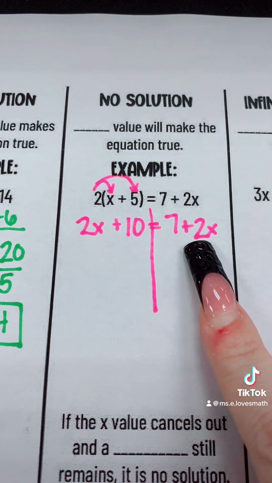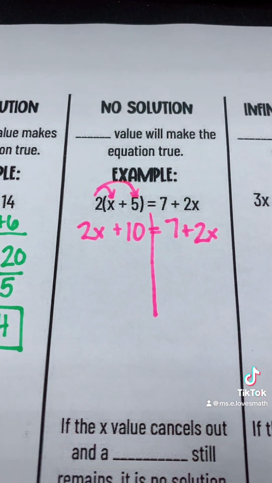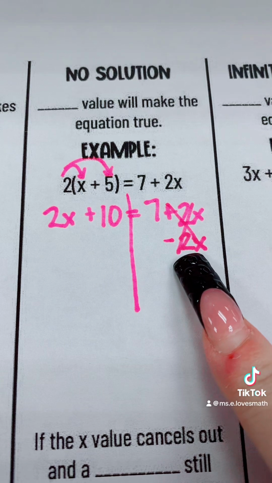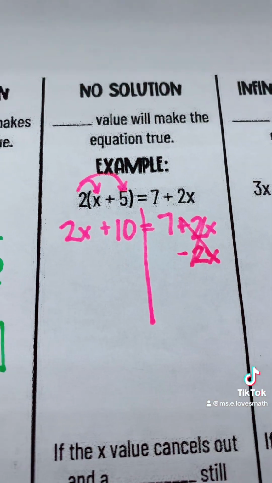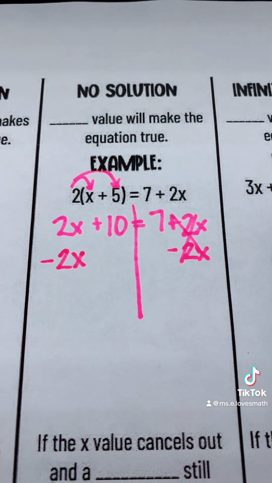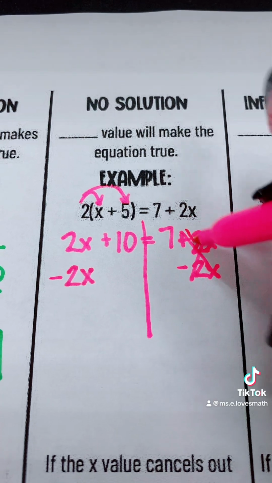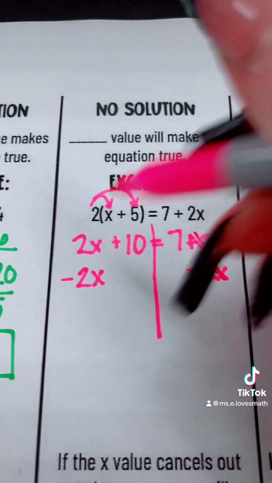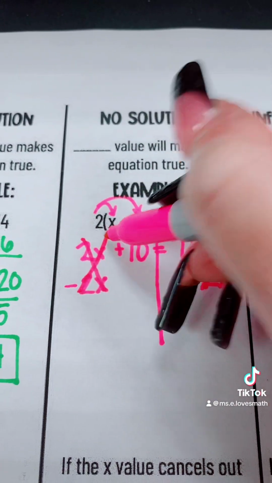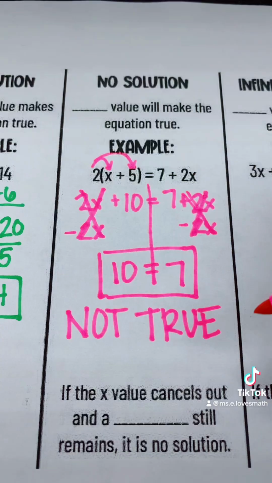So I want to get rid of the 2x on this side and move it to the left. I'm going to subtract 2x from this side so that I can move it to my left. When I did that, not only did my x's cancel on the right, but they also cancel on the left.